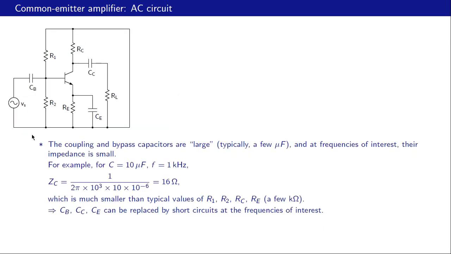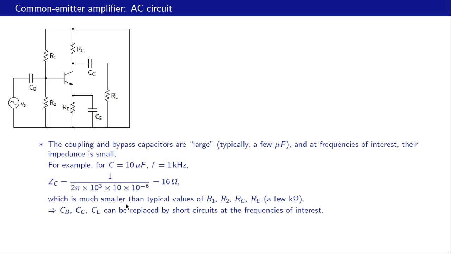Here is the AC circuit once again. Now it turns out that the coupling and bypass capacitors are large, typically a few microfarads or even tens of microfarads, and at the frequencies of interest, their impedance turns out to be small. Let us take an example. Say C is 10 microfarads and f is 1 kilohertz. At this frequency, the impedance of the capacitor is 1 over omega C in magnitude. Omega is 2 pi times 1 kilohertz, and C is 10 times 10 raised to minus 6. So that turns out to be only 16 ohms.